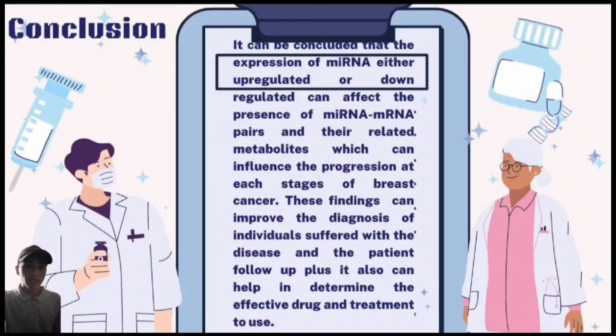Based on the results stated, it can be concluded that the expression of microRNA, either upregulated or downregulated, can affect the presence of microRNA-mRNA pairs and their related metabolites, which can influence the progression at each stage of breast cancer. This finding can improve the diagnosis of individuals suffering from the disease and patient follow-up. Plus, it can also help in determining the effective drug and treatment to use.